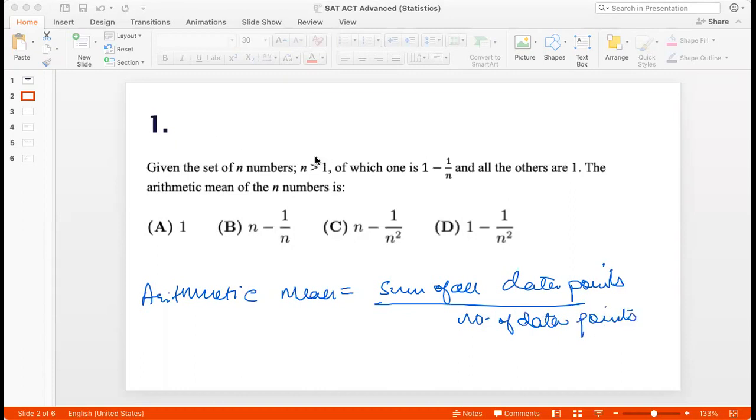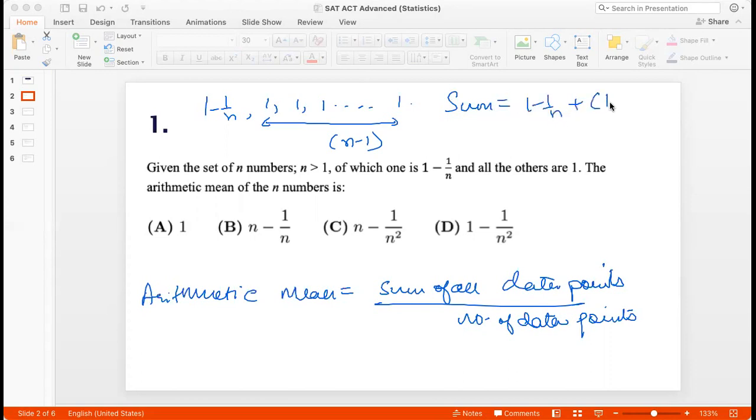So there are n numbers, of which one number is 1 minus 1 by n, and all the other numbers are 1. So how many ones will there be? There would have to be n minus 1 ones, because out of the n numbers, one number is 1 minus 1 by n. So how many numbers remain? n minus 1. And all of those n minus 1 numbers are 1. So what will be the sum of these numbers? It would be 1 minus 1 by n plus 1 plus 1 plus 1 up to n minus 1 times.